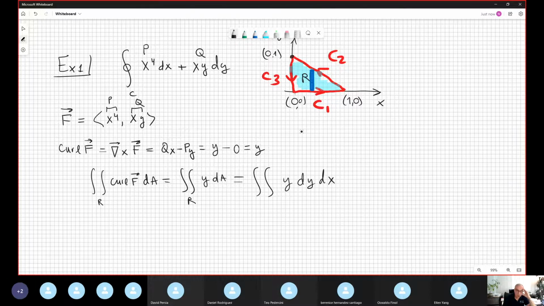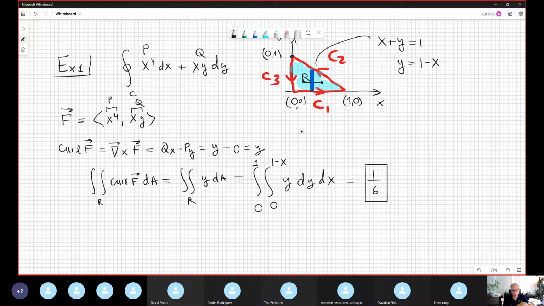Now this goes from 0 to this, which is the equation for the line. By the way, this line is x plus y equals 1. Therefore, you isolate y, and it is 1 minus x. And in that direction, x goes from 0 to 1. You solve this double integral, and the answer is 1/6. Boom. I computed this line integral with the double integral transformation.